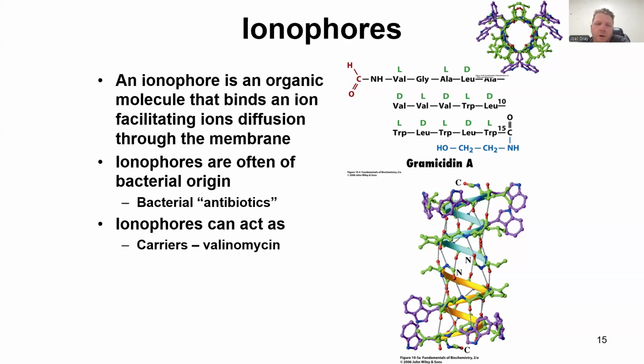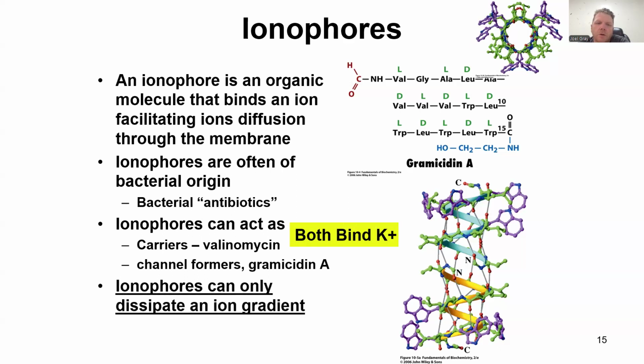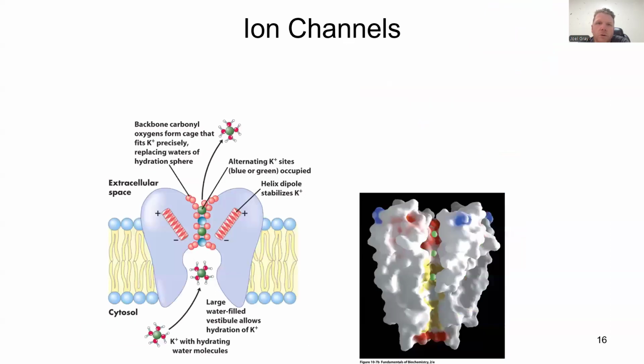They can act as carriers. One example is valinomycin. They can act as channel formers, as is the case with gramicidin A. Both of these, valinomycin and gramicidin A, bind potassium. And what they're going to do is dissipate an ion gradient. So ionophores have a very high rate of transport.